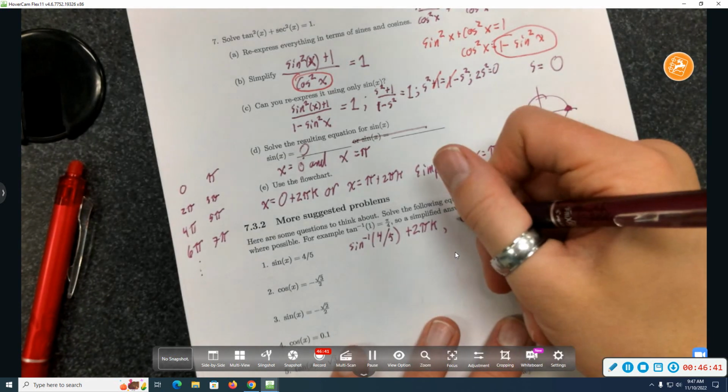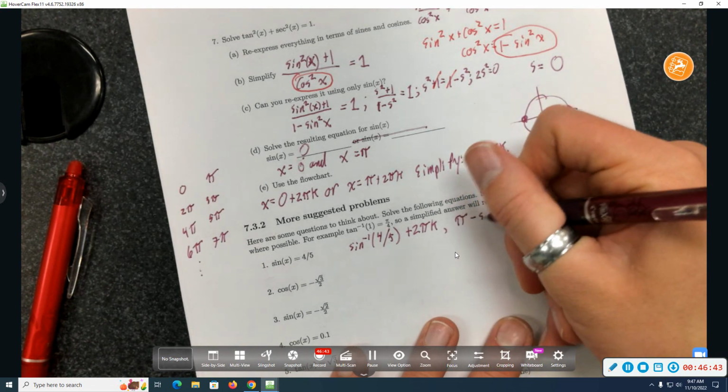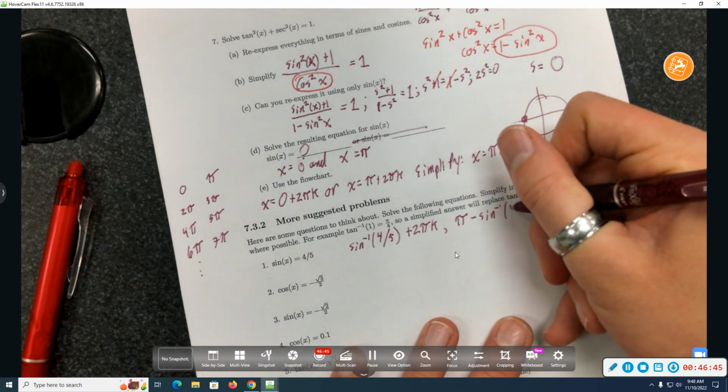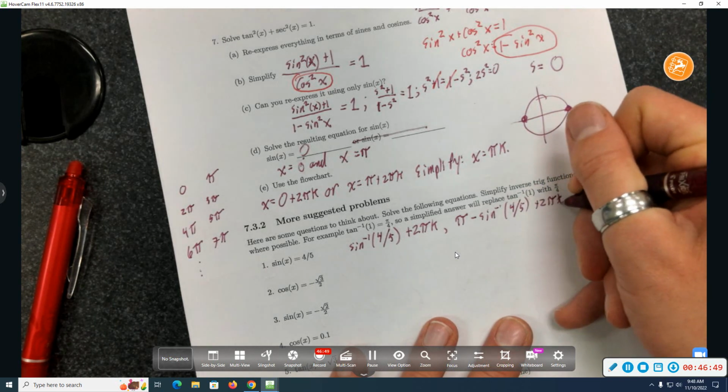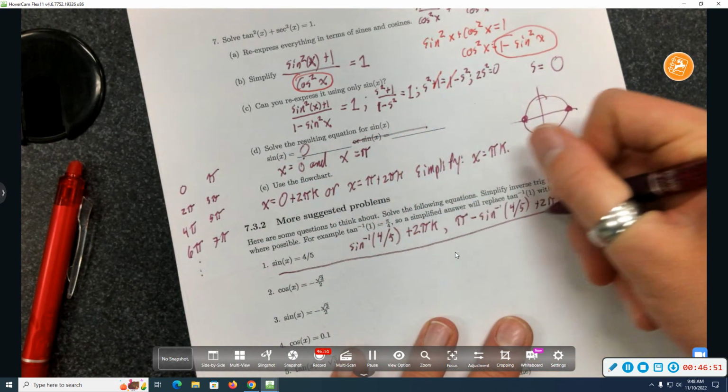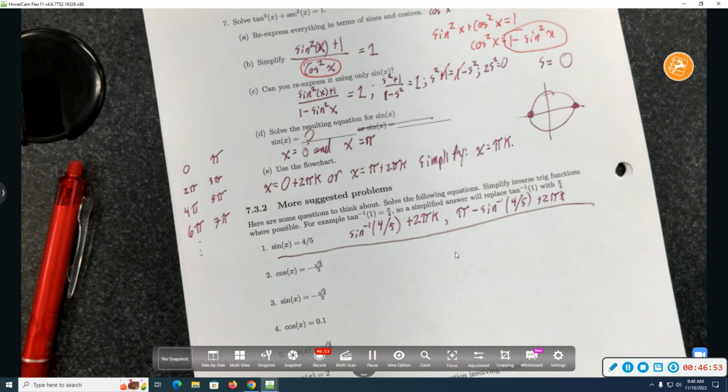So the other solution is pi minus sine inverse of 4/5 plus 2 pi k. And 4/5 isn't a number you see on the unit circle, so it doesn't simplify. If you wanted a decimal approximation, you could get one. Cool. That feel all right?